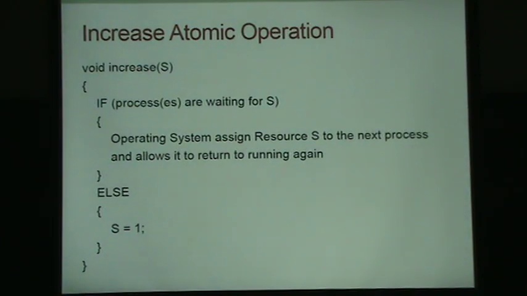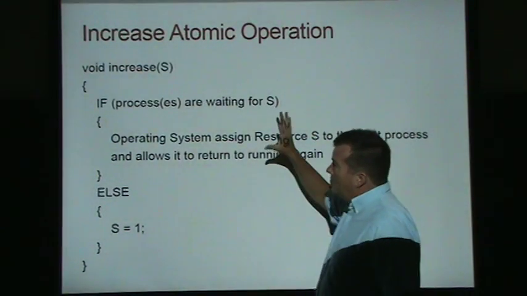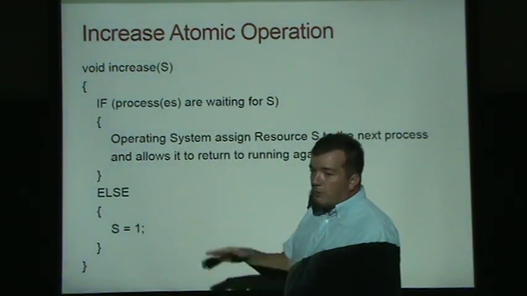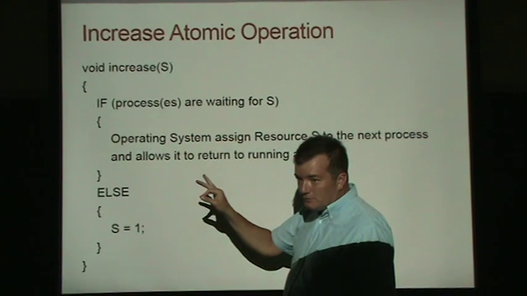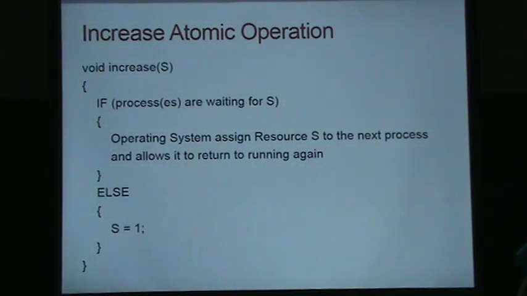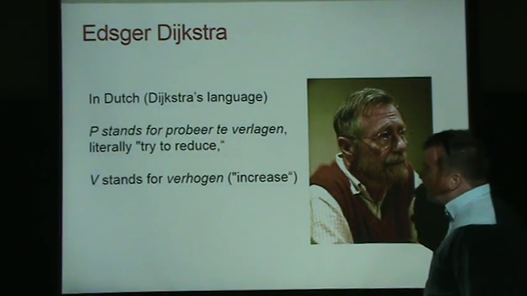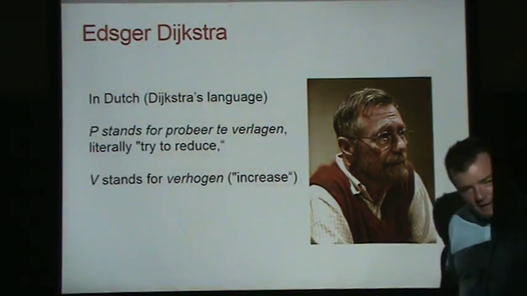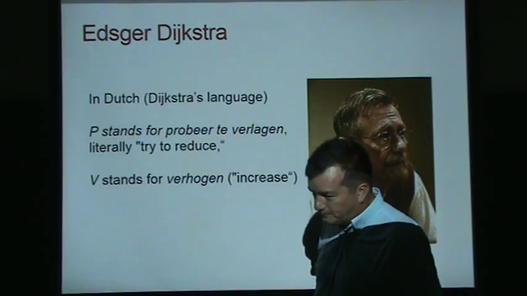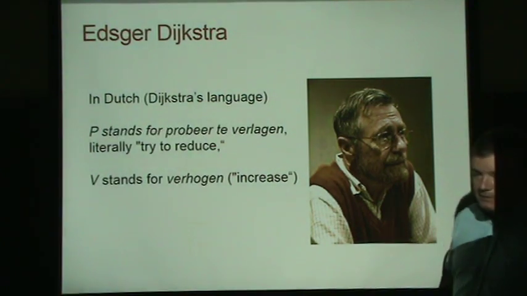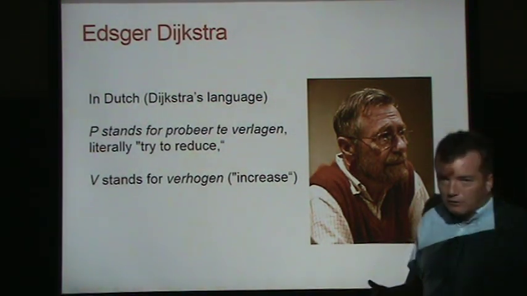So this idea of these two atomic operating system functions, and these were the original proposed names, try to reduce and increase, were proposed by a famous computer scientist named Dijkstra. You guys seem pretty quiet today, but has this name popped up in computer science in your classes?